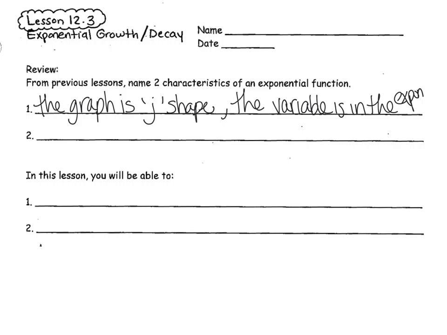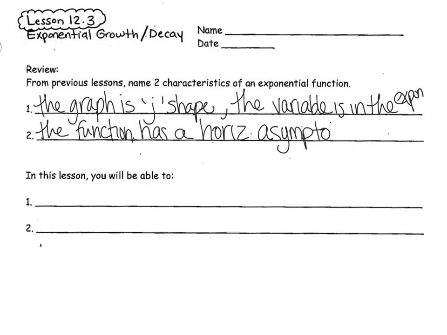Also, you know how it gets really, really close to something and it never, ever touches? What is that thing that it gets really, really close to and it never touches? Yes, horizontal asymptote. The function, which is another way of saying the graph, let me write it properly, has a horizontal asymptote.